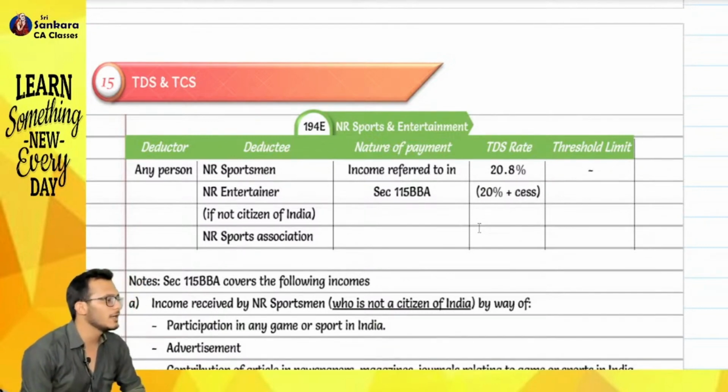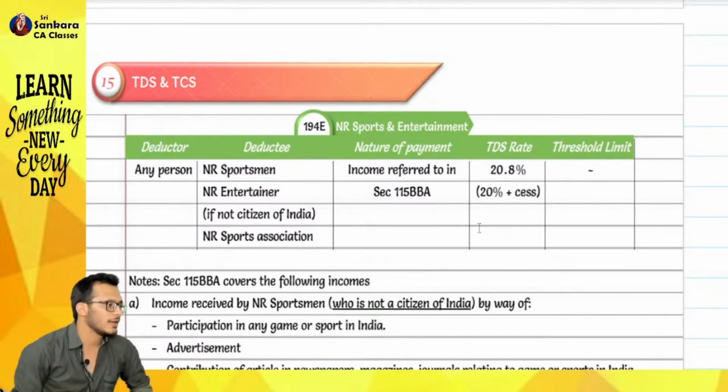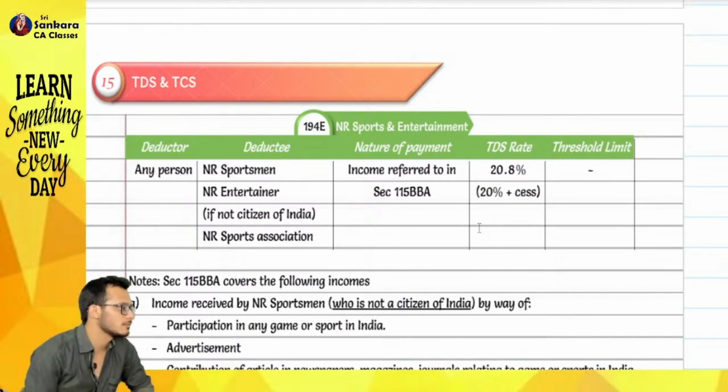The provision says you are either a sports person, or you are an entertainer, or you are a sports organization. If you are a sports person, what will you come to India for? Playing. So either you have come to India for playing, or you have come to India for advertisement. That is entertainer.